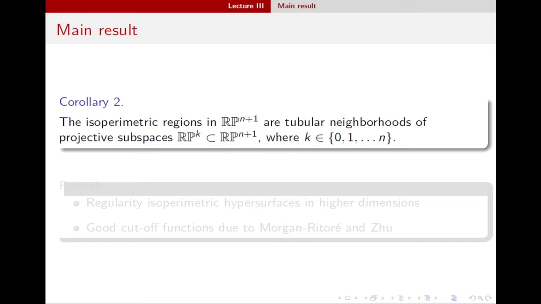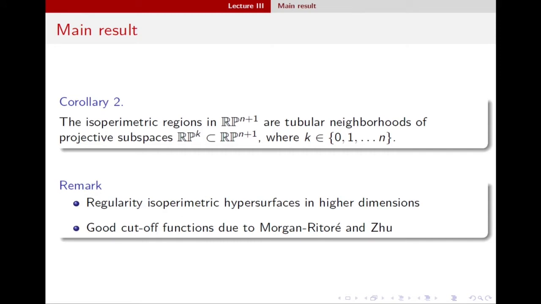Since we are talking about isoperimetric hypersurfaces in higher dimensions, these objects might have some singularities. Maybe I should say some words about the regularity in our theorem. It turns out that there are some good cutoff functions that were constructed by Morgan and Ritoré and also by Jonathan Zhu, which allow us to localize the support of our test vector fields that we use in our variational argument to the regular part of our isoperimetric hypersurface. And then eventually this cutoff function has a nice convergence according to these works.